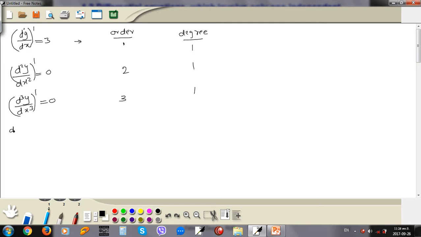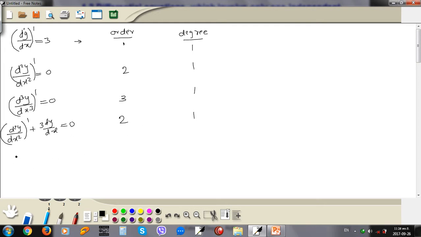Now we consider this equation, d squared y over dx squared plus 3 dy by dx equals 0. If we consider this, this is second order, because the order of the highest derivative is 2, and the power is 1, so the degree is again 1. We are taking the power of the highest derivative, which equals 1, so the degree equals 1.